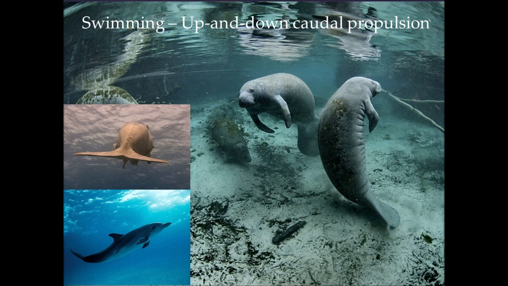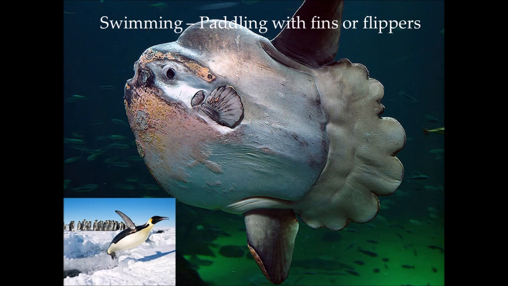Swimming with up and down caudal propulsion, this is typical of dolphins, manatees and dugongs, which all move with an upward and downward propulsion of their fins. Swimming by paddling with fins or flippers, a mola, or sunfish, swims by using its dorsal and anal fin as flippers or paddles, and also penguins swim by means of their modified wings, which form flippers.